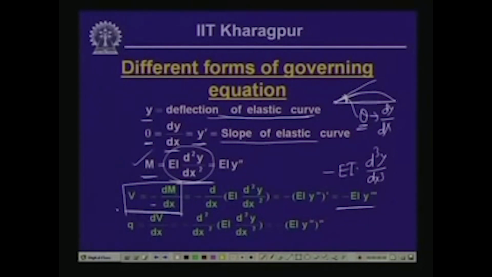So this gives us minus EI d3y dx3 as the value of the shear, or EI d3y dx3 is equal to minus V. Also we have seen that q is equal to dV dx, and if we substitute for V, which is derived from the moment, we get minus EI d4y dx4 equal to the loading q, or EI d4y dx4 is equal to minus q. So these are the different forms of the governing differential equation, where EI d2y dx2 is equal to the moment. From these we can derive the other relationships as well.